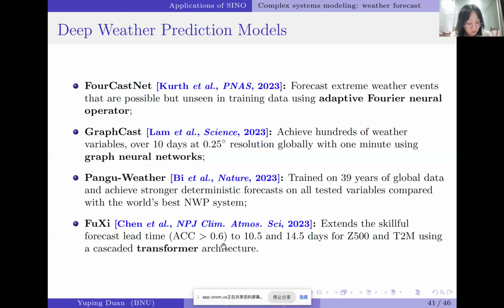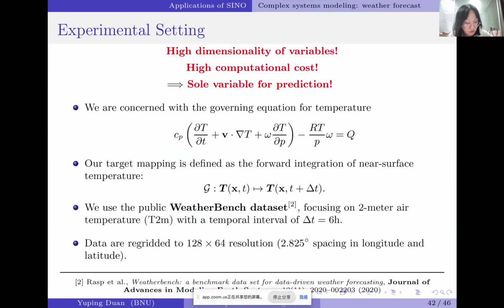Here we use a simple temperature prediction problem to test our SINO. To reduce the problem complexity, we focus only on the 2-meter air temperature prediction. The data are regridded to 128 by 64. The learned model is applied repeatedly to obtain longer forecasts.